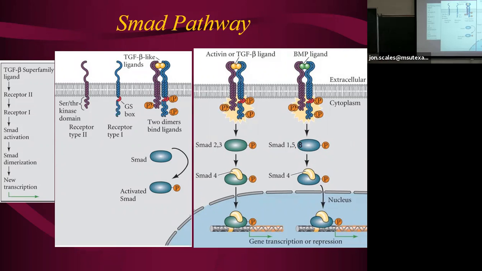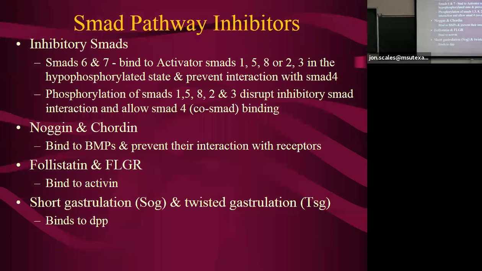So, receptor, heterodimeric, heterotetrameric, really. Type 1s bind, type 2s phosphorylate. Who do they phosphorylate? Everything. Each other, type 1s, and then they phosphorylate the SMADs. Bottom line, SMADs get to go to the nucleus and turn on some genes.